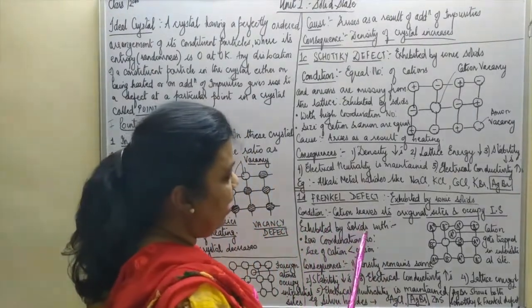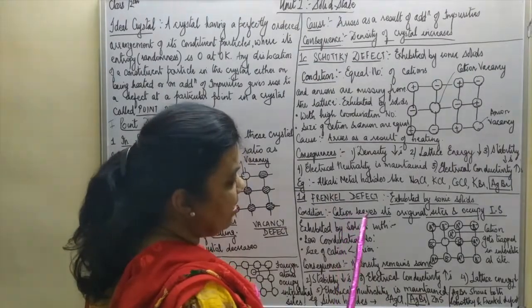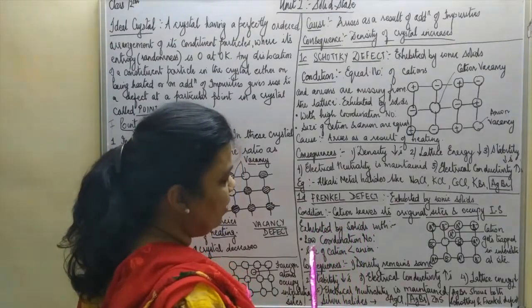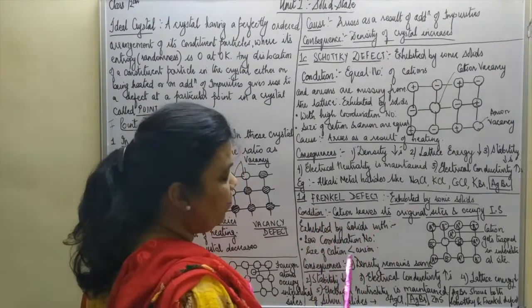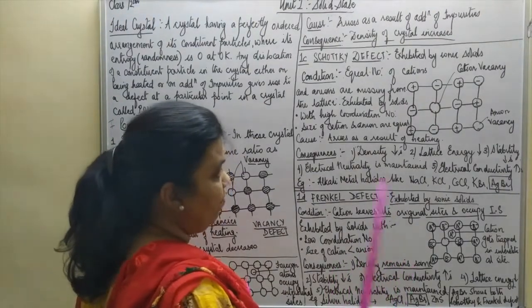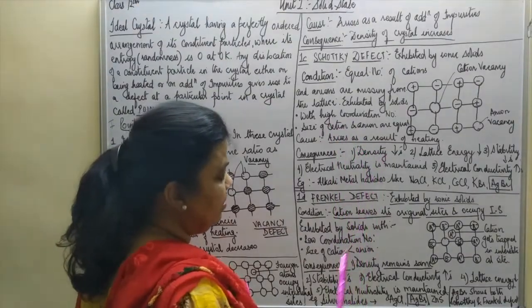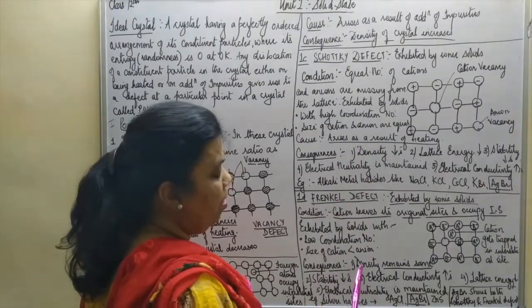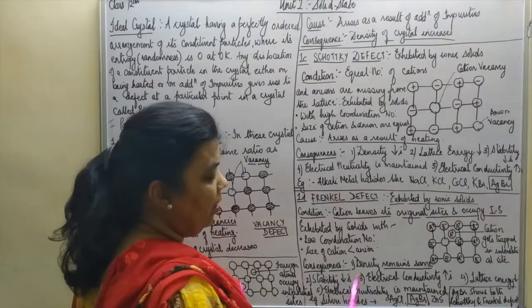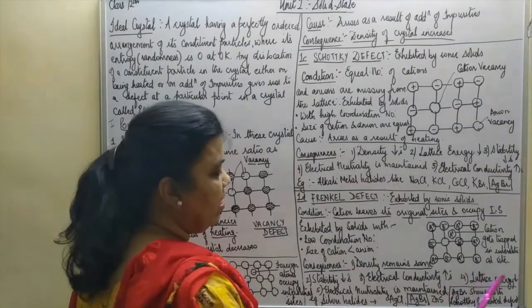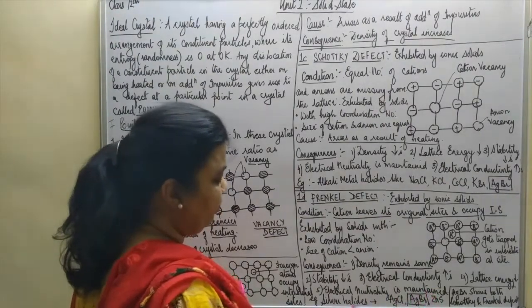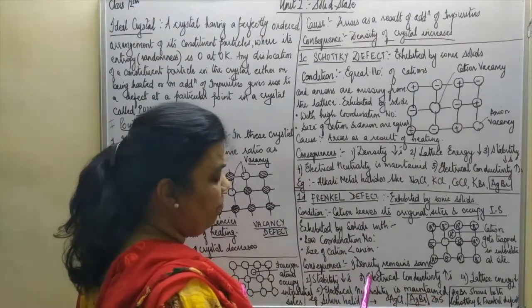In this case, the cation leaves its original site and occupies the interstitial site. It is exhibited by solids with low coordination number where the size of the cation is smaller than that of the anion. Consequences: density remains the same. Schottky will result in a decrease in density, but Frenkel will not affect the density. There will be no change in the density. The stability decreases, the electrical conductivity increases, the lattice energy decreases, and electrical neutrality is maintained; these are all the consequences of the Frenkel defect.